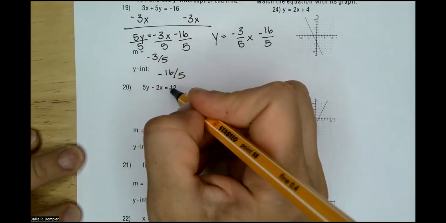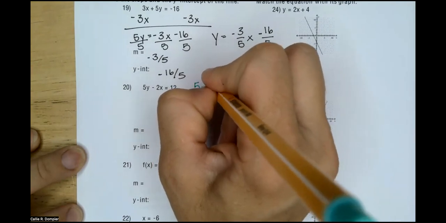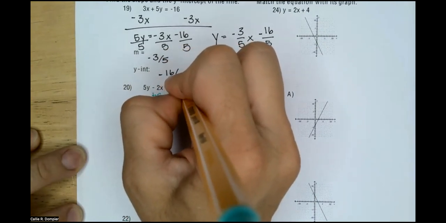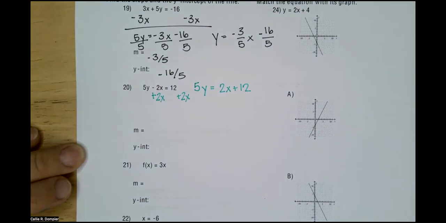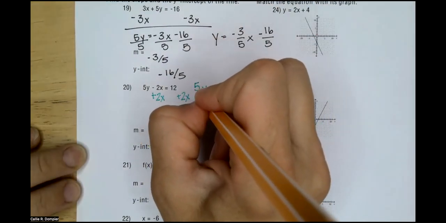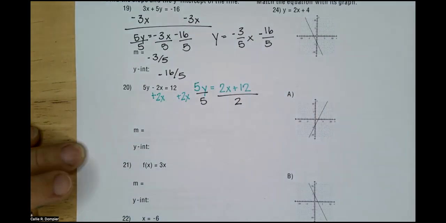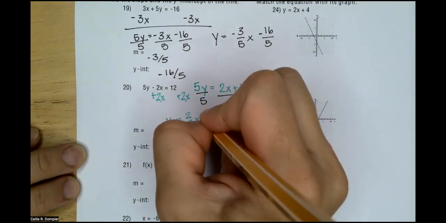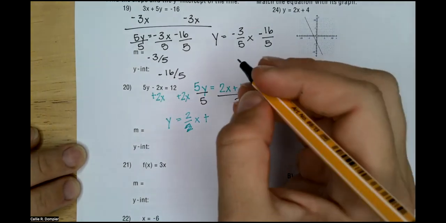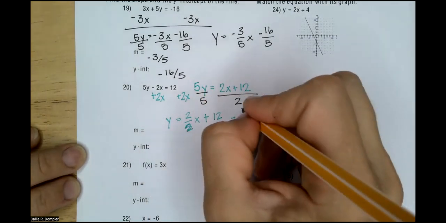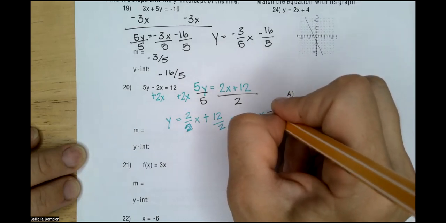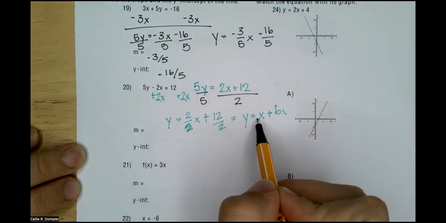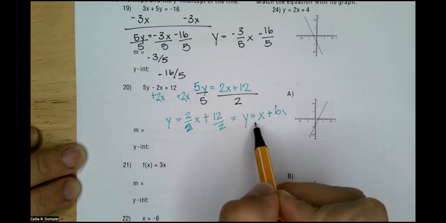Here's another one. 5y minus 2x equals 12 becomes 5y equals 2x plus 12 because I moved the -2x. Got that. Now I'm going to divide everything by 5. Good. Y equals 2/5 x, 2x plus 12/2. 2 divided by 2 is 1, so we have y equals 1x plus 6, no x. 1x is the same as x, and 12 divided by 2 is 6. So we have y equals x plus 6.